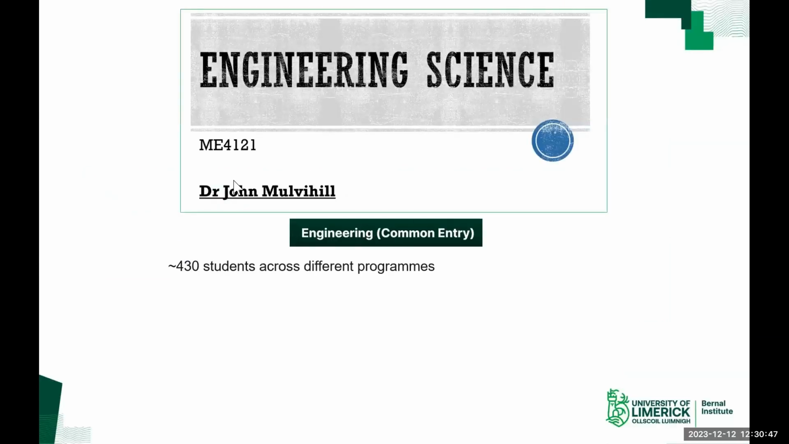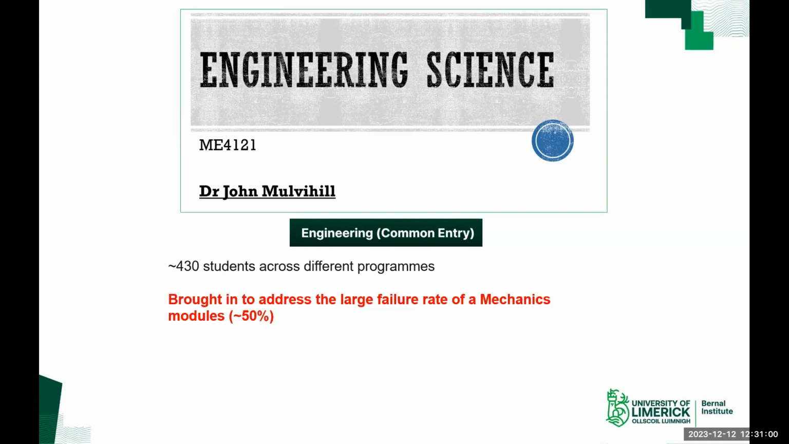So to give you context, this module, engineering science, which is just mechanics, has 430 students, and it was brought in because another module in year 2 had a large failure rate, and something had to be done. So this module was created in 2017 to stop this nearly 50% failure rate, to give a more fundamental and foundational understanding. So I started it in 2017 and the failure rate stayed the same.